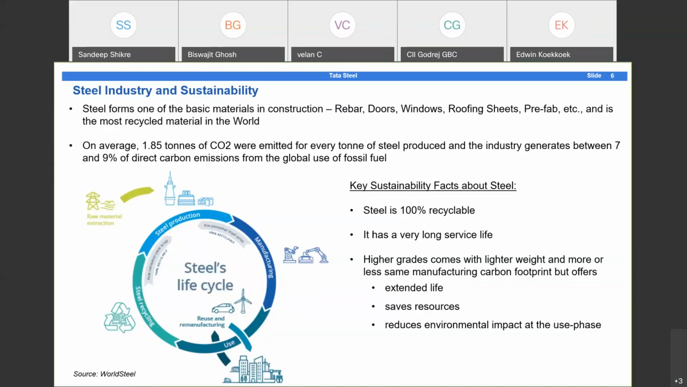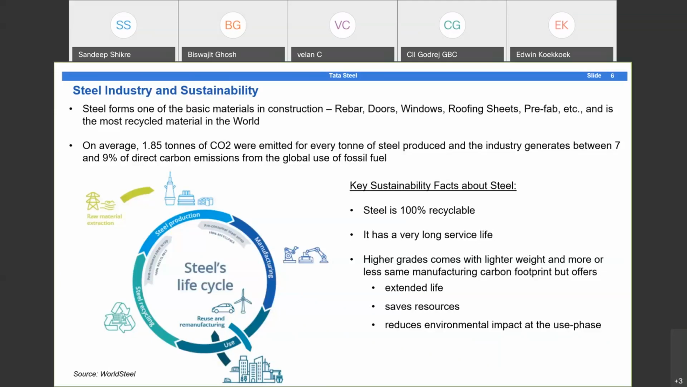Any quality or any grade of steel can be melted and recycled into any other grade of steel without any quality loss whatsoever. It also has a very long service life, typically decades and maybe half a century, sometimes even a century. And ultimately, at the end of the cycle, much of the steel comes back for remanufacture or reuse in the steel manufacturing sector.